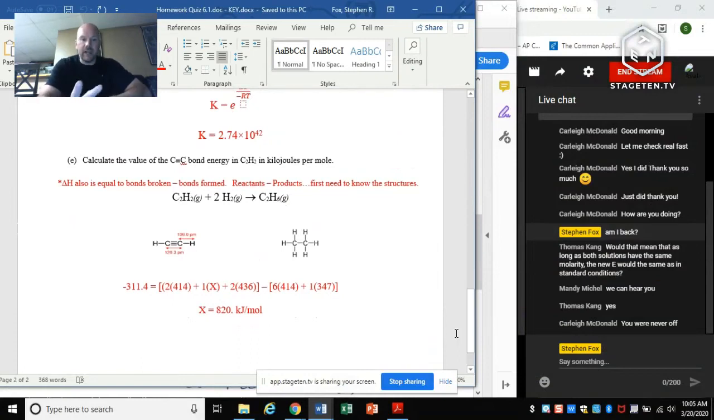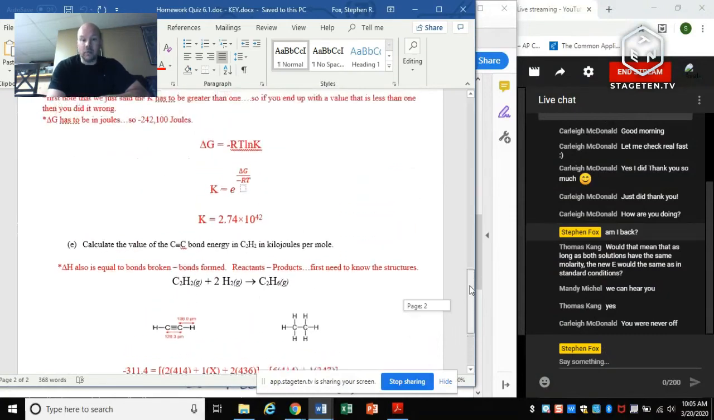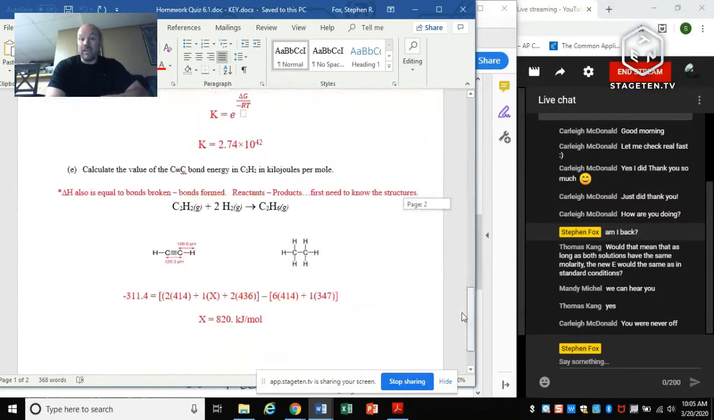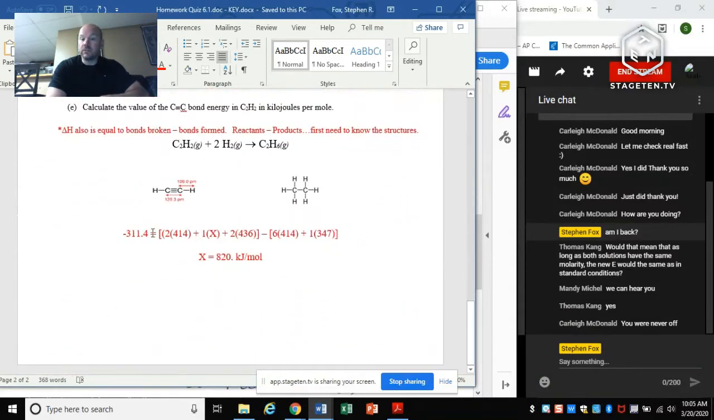So there are 2 equations for delta H of reaction that you should know. One's on your formula sheet, and that's using the molar heats of formation, and that's products minus reactants. So that's this equation on your formula sheet. But the bond energy one is reactants minus products, and it's also equal to the delta H of reaction. There are 2 ways to find delta H. You can use molar heats of formation, which is products minus reactants. Or you can do bonds broken minus bonds formed, which is reactants minus products. And that's also equal to the delta H of the reaction.